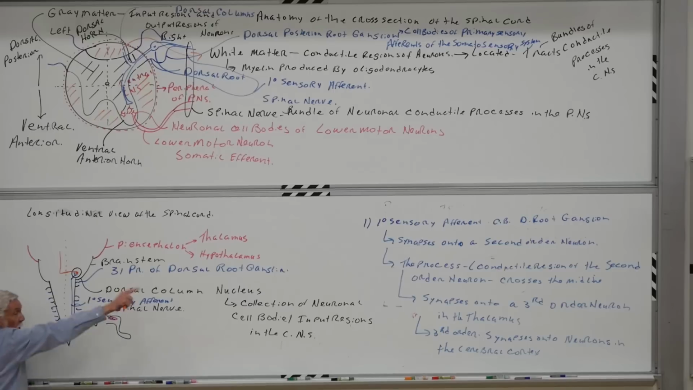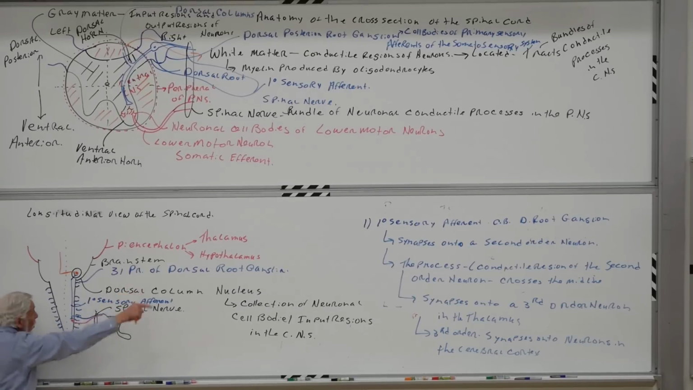So now, if we follow the pattern that we have on the right-hand side of the board, primary sensory afferent comes into the central nervous system.